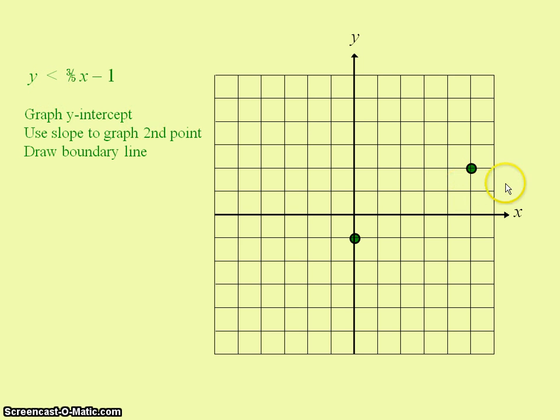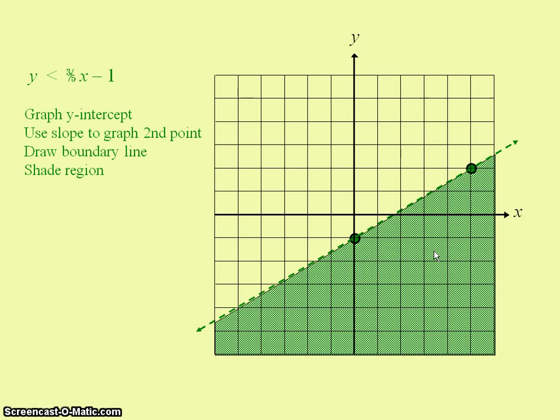Again, it's not underlined, so it is going to be a dotted line right there. Okay, then we want to shade. Now it's less than. Since it's less than, we're going to shade below. So it's going to be this whole region we're going to shade green. Okay, let's look at the second one.